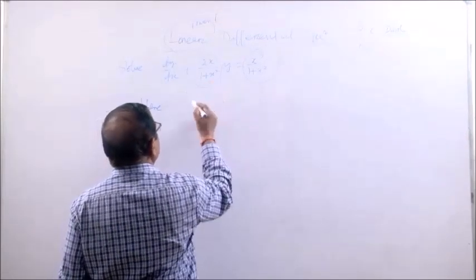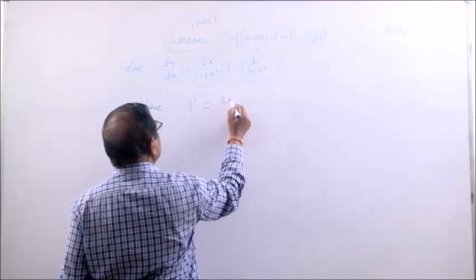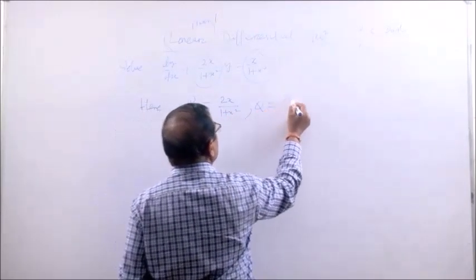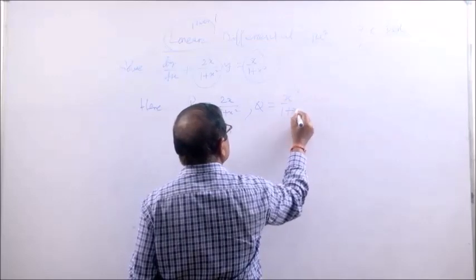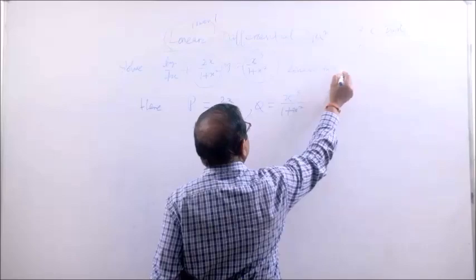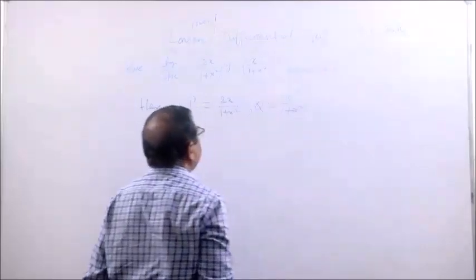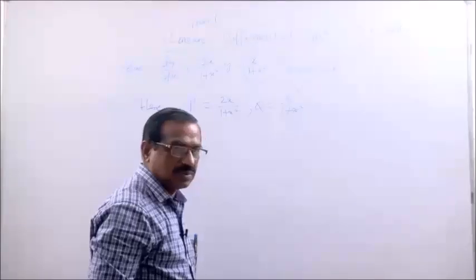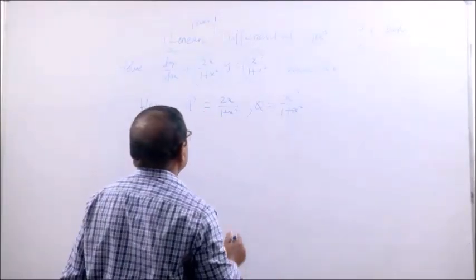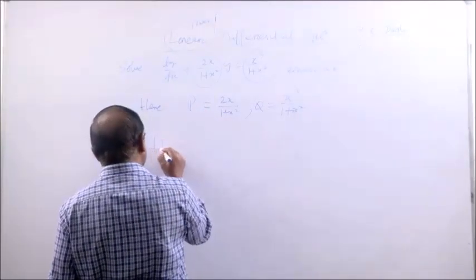Why? Because here P is equal to 2x by 1 plus x square, and Q is equal to x cube by 1 plus x square. This differential equation is linear. So we have found P and Q. The first step is to find P and Q from the question. Then the next step is, what is the IF?